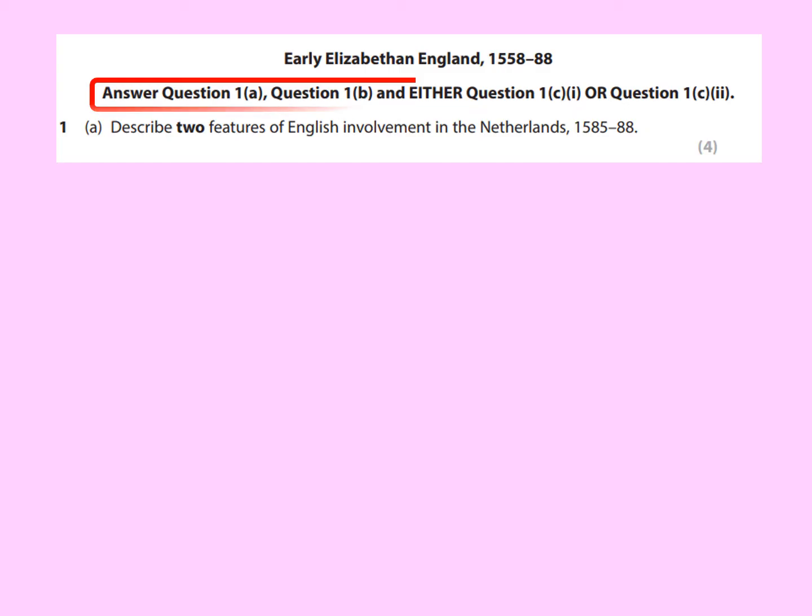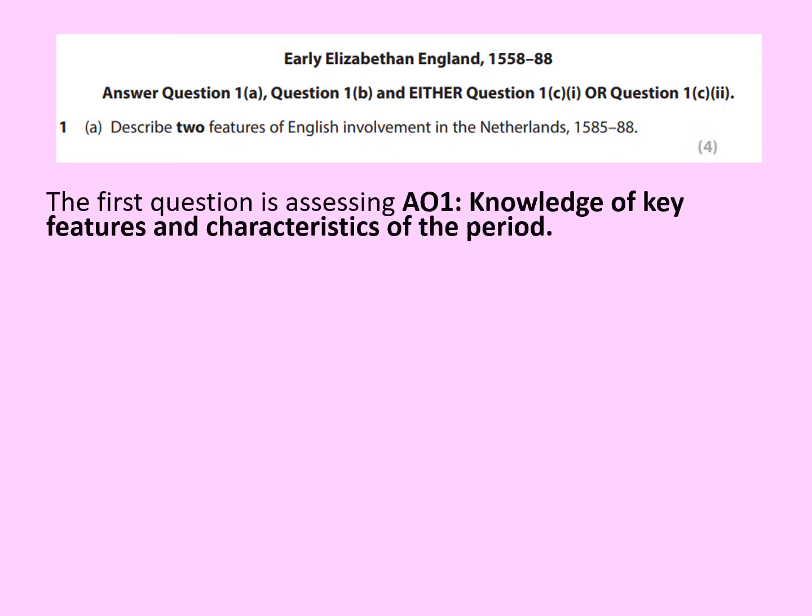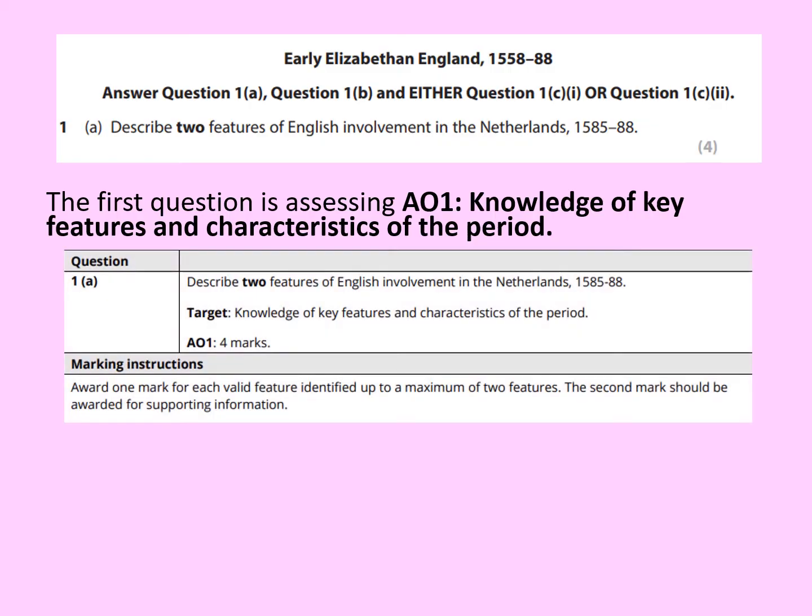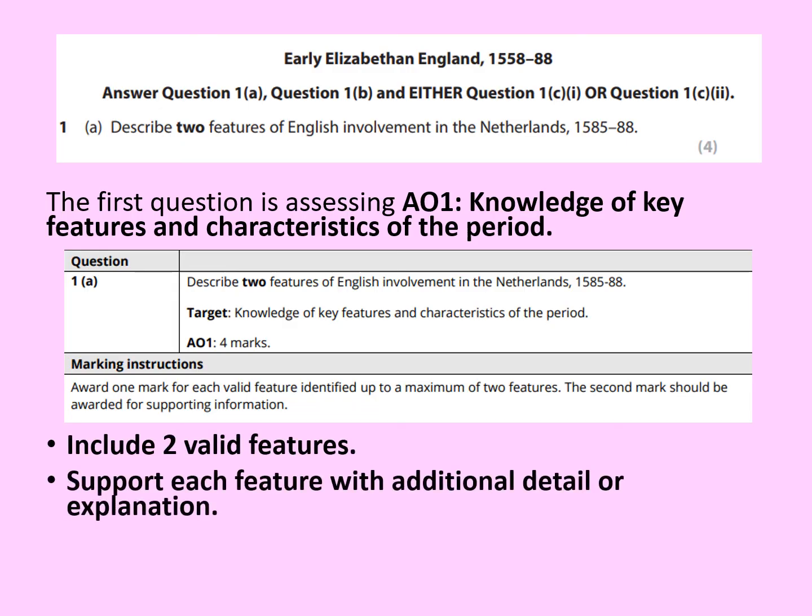So let's have a look at this question here. Describe 2 features of English involvement in the Netherlands 1585 to 88. It's only worth 4 marks, so we shouldn't be spending too long on it. The first question is assessing AO1, your knowledge of key features and characteristics of the period. The mark scheme for this will look a little something like this. All you'll need to do is include 2 valid features, support each feature with additional detail or explanation, and so you should only spend a maximum of about 6 minutes on this question.